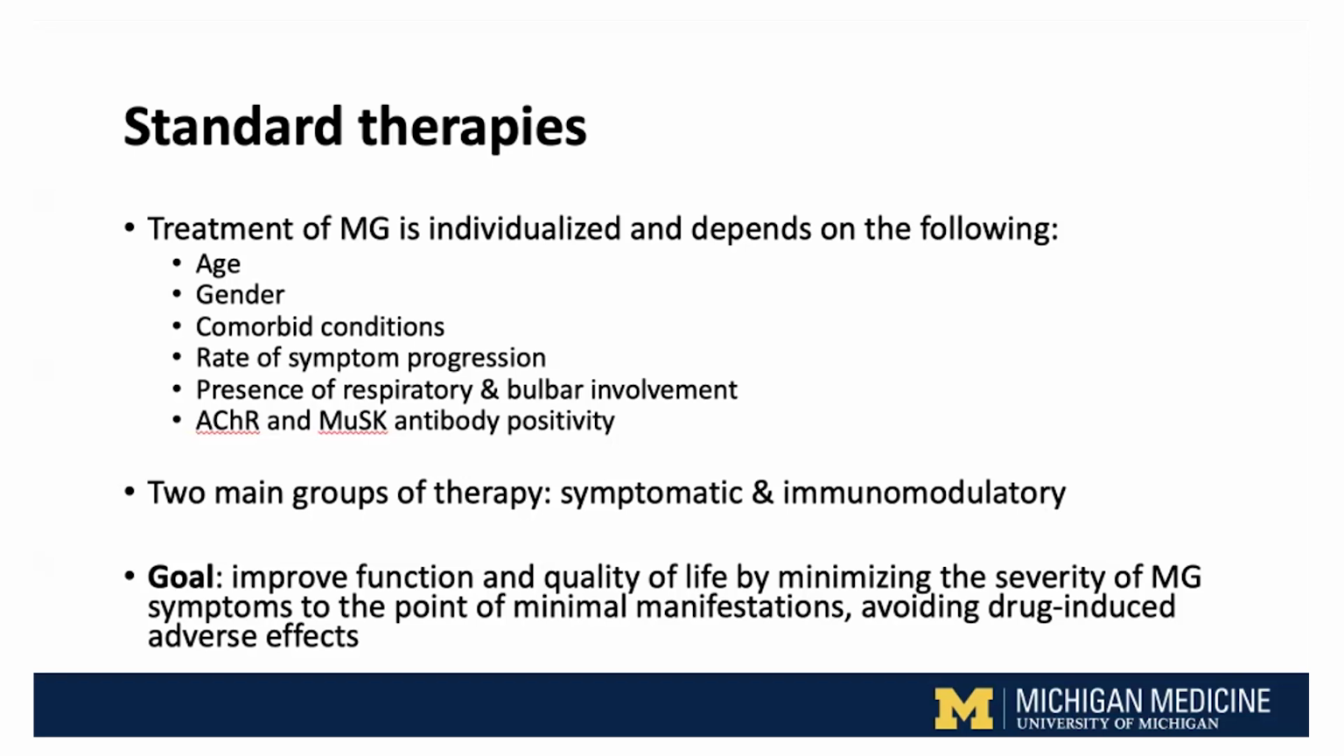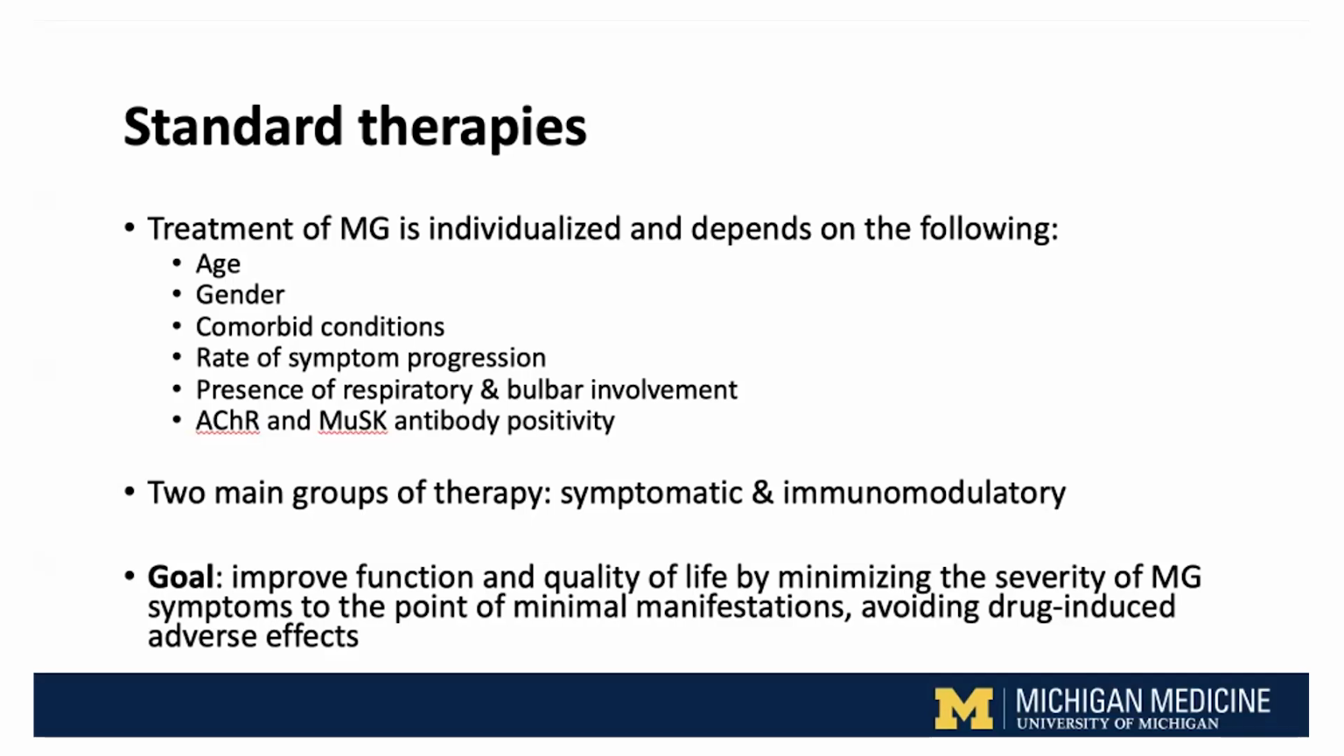How old is the patient? Certainly their gender. If they're of childbearing age, that's important to know because some of these medications you don't want to prescribe because they have teratogenicity. And so other things we certainly consider is the rate of symptom progression, if there's respiratory, meaning breathing, or bulbar involvement of the mouth, the chewing, the swallowing, and the antibody positivity, particularly acetylcholine receptor antibodies and MuSK antibodies.